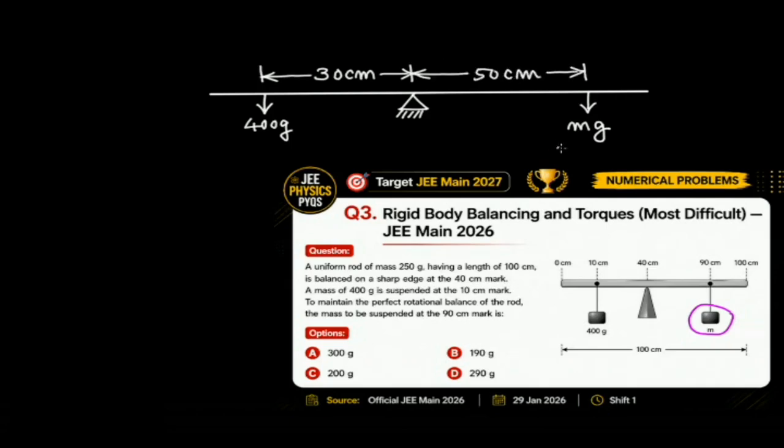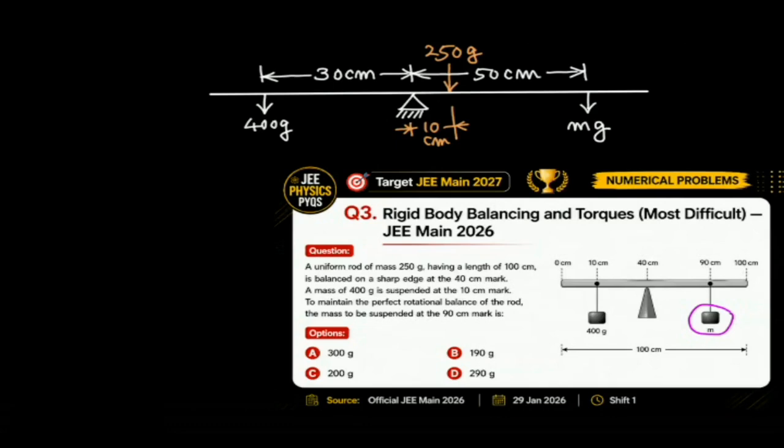Mass of rod is 250 gram and the rod being uniform, its weight will act precisely at the geometric center of the rod, at half of 100 centimeter. That is 250 gram. Rod's weight will act at 10 centimeter from pivot.